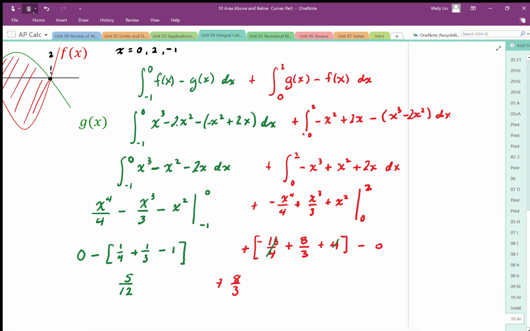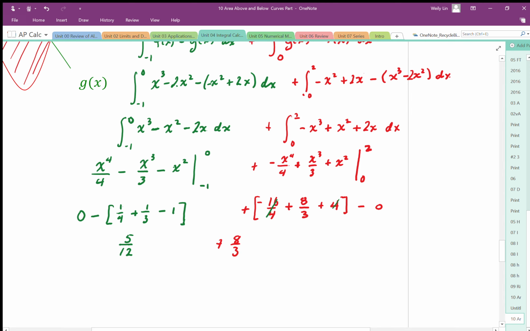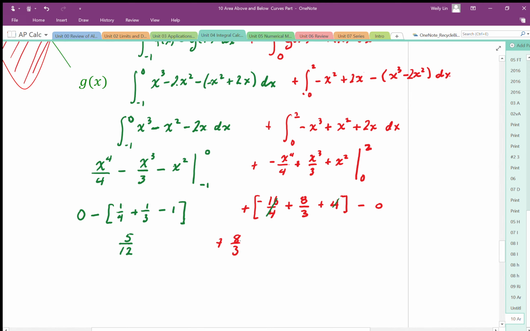Add those together. I'm going to end up with 32 over 12 plus 5 over 12. This works out to be 37 over 12 units squared.